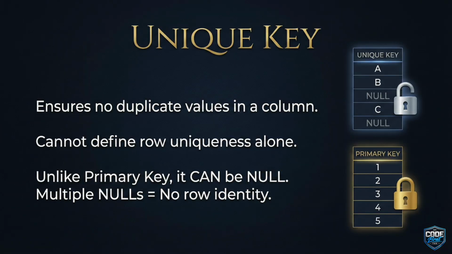Unique key ensures no duplicate values are inserted in a column. But we cannot define a row as unique based on this column itself. Why is it so? Because unlike primary key, unique keys can be null. So if multiple nulls are there in a column, we cannot identify uniqueness of a complete row based on this key itself.